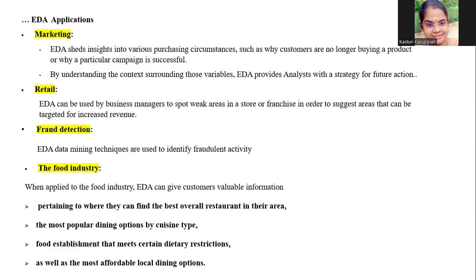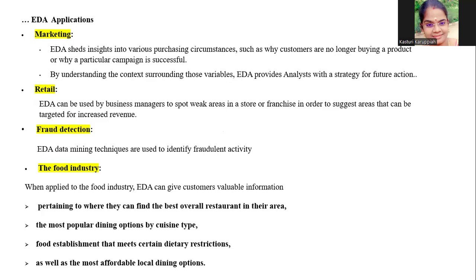Then what else? Marketing. Yes, it sheds insights into various purchasing circumstances. Why customers are no longer buying a product, or why a particular campaign is successful. By understanding the context surrounding those variables, EDA provides analysts with a strategy for future action. Why is a particular product not selling, although it is impactful or a needed product? What is the real impact, or why was it not selling? Likewise, why is a particular campaign or advertisement very successful? It will reveal hidden insights about the customers.